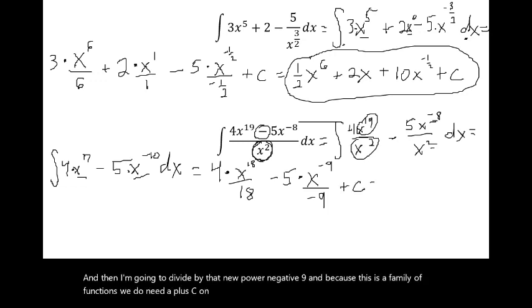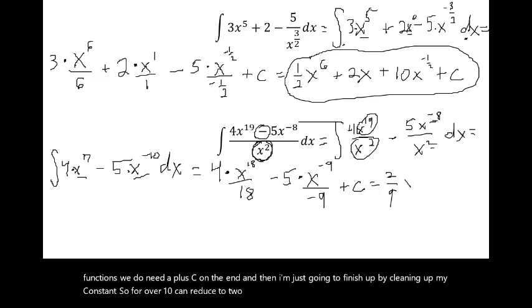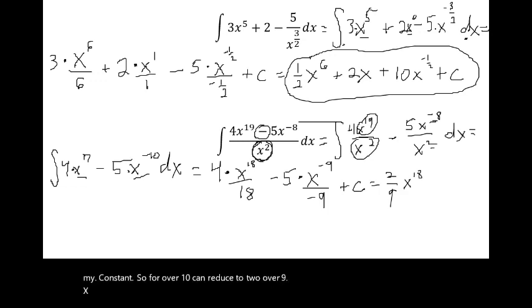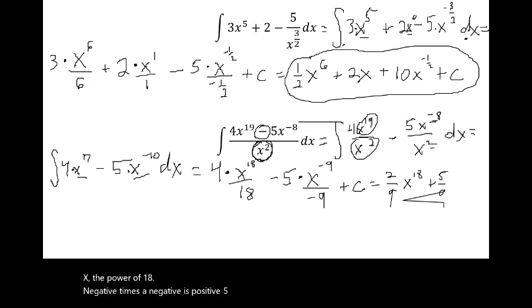And then I'm just going to finish up by cleaning up my constants. So 4 over 18 can be reduced to 2 over 9, x to the power of 18. Negative times a negative is a positive, 5 over 9, x to the power of negative 9 plus c. And then this is going to be your final answer, your final antiderivative.